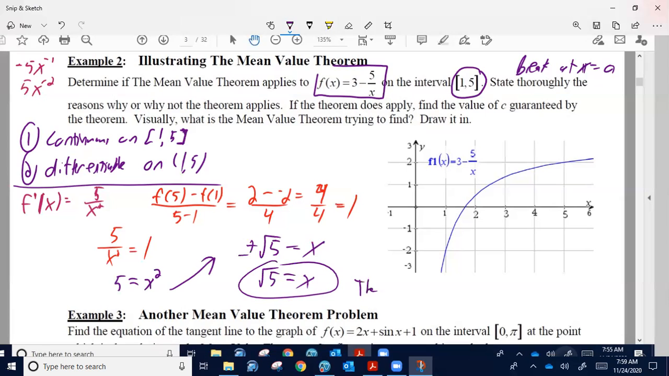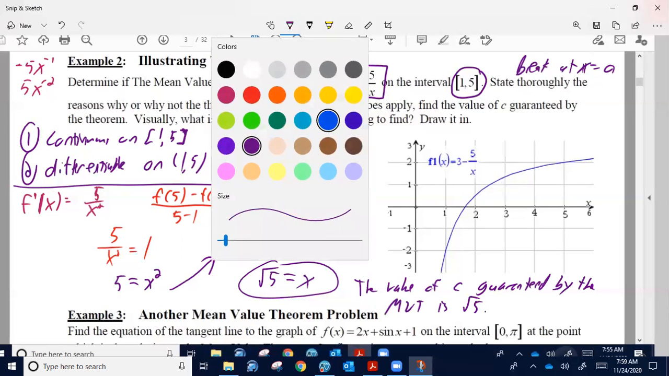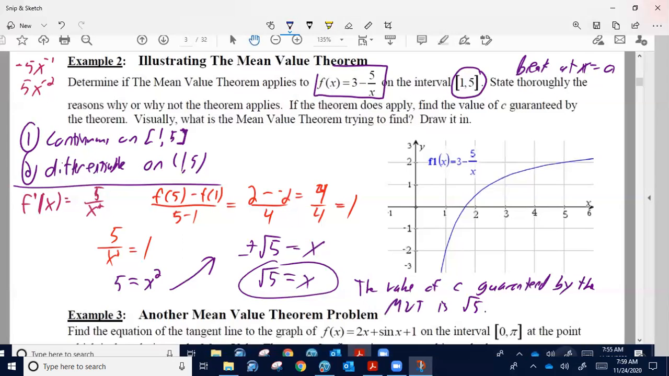So the value of C guaranteed by the mean value theorem, MVT, is radical 5. And one more time, what that means is the slope between these two. So at 5, our value is 2. At 1, our value is negative 2. If I connect those two, that's the slope between those 2 points.